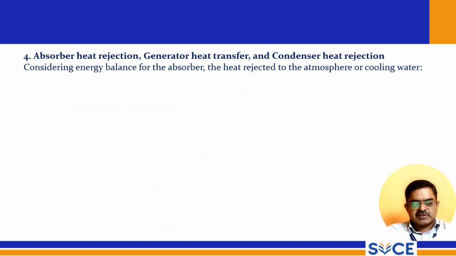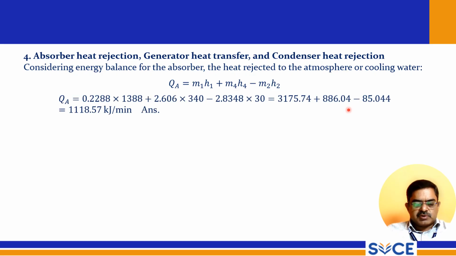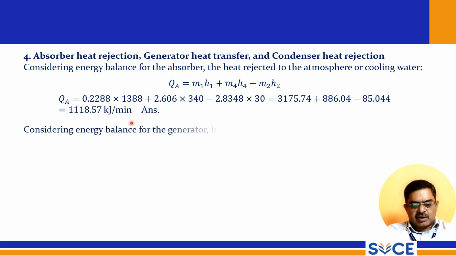Absorber heat rejection, generator heat transfer, and condenser heat rejection. Considering energy balance for the absorber, the heat rejected to the atmosphere or cooling water, that is QA, equal to M1H1 plus M4H4 minus M2H2. By substituting these values, QA is 1118.57 kilojoules per minute. So this is the one answer.